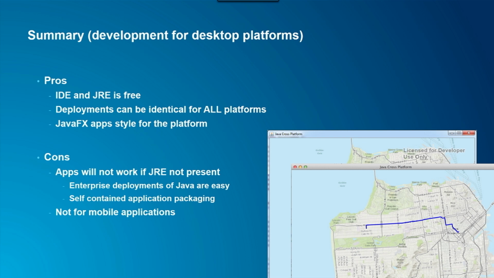The disadvantages are, I guess the biggest one is that if the Java runtime environment is not present on your machine, the app won't work. But there are solutions for that. There are enterprise deployments of Java just to make sure that your organization has got the Java runtime environment and the right version of it installed on all of the machines. But if you can't guarantee that it's going to be there, there are self-contained packaging solutions where you can include the JRE in the application structure that you're providing to your users. So it'll be guaranteed to work, but obviously it'll make your deployment a little bit bigger.